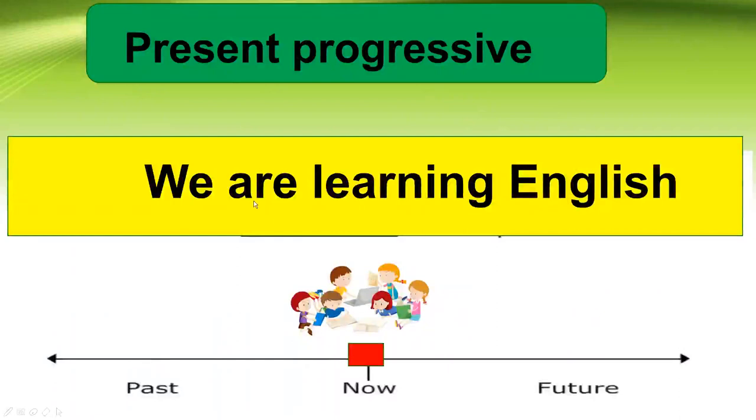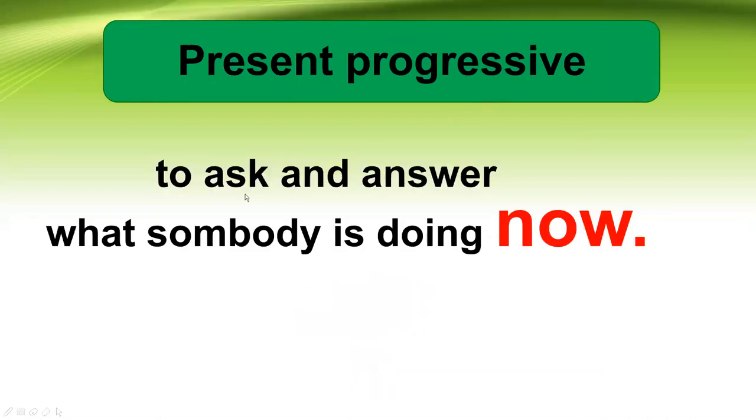Okay, I will give you an example, okay? We are learning English. Now we are learning English. Not in the past, not in the future, not yesterday, not tomorrow, right now. So we are using present progressive to talk about these activities. To ask and answer what somebody is doing now, we use present progressive. Good, okay.